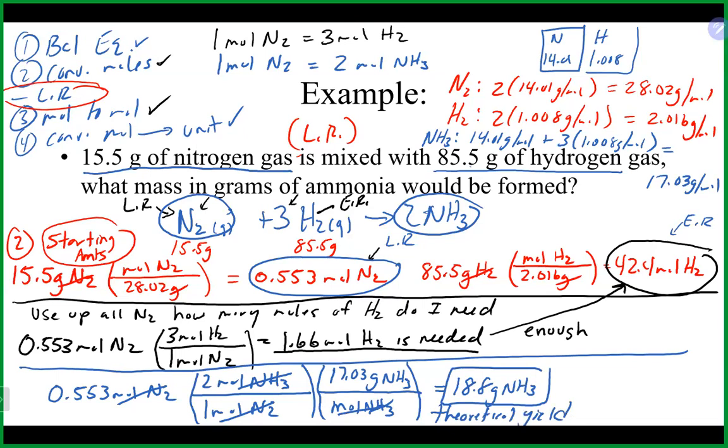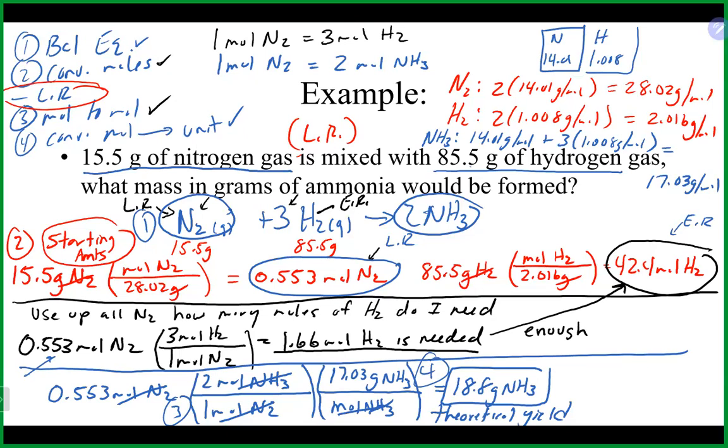Any question on those steps? Still really the same 4 steps. Balance the equation, convert to moles, mole to mole relationship, convert mole to something else, with an additional step of figuring out which one's the limiting reagent. Any questions on that?